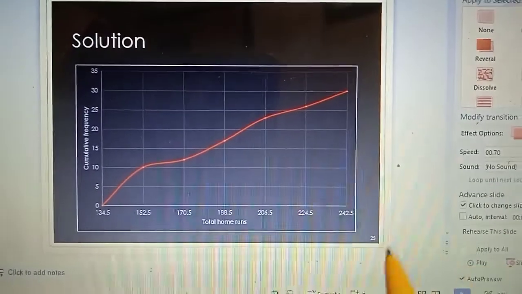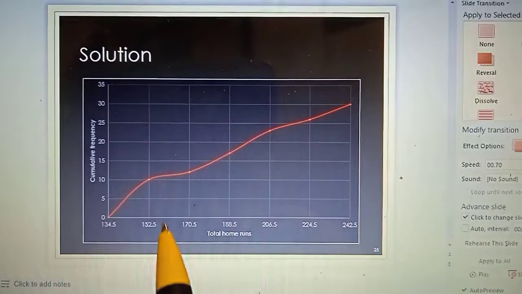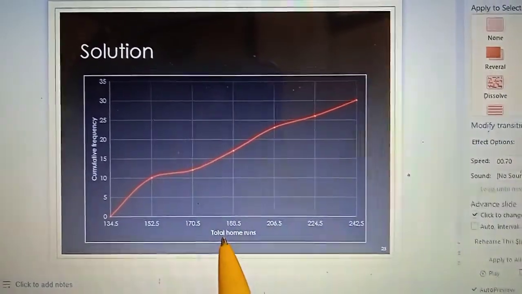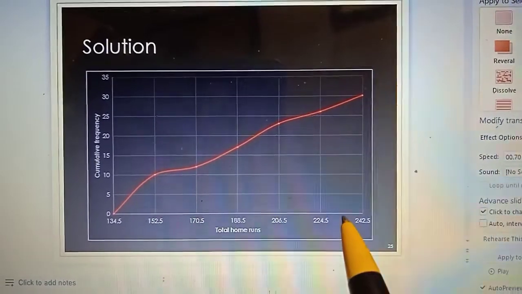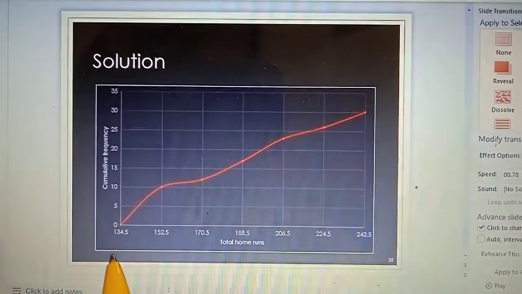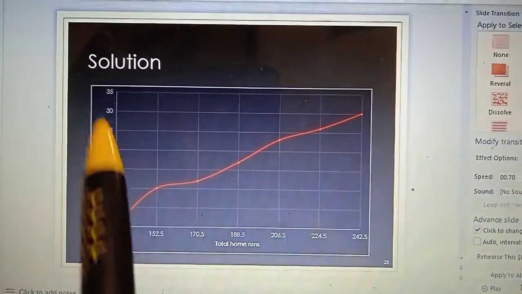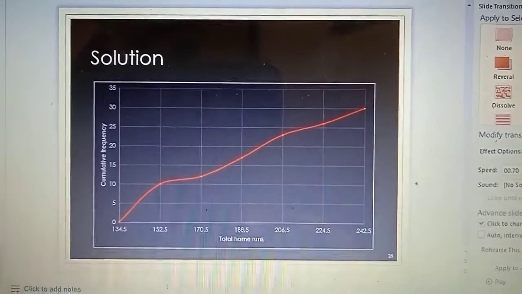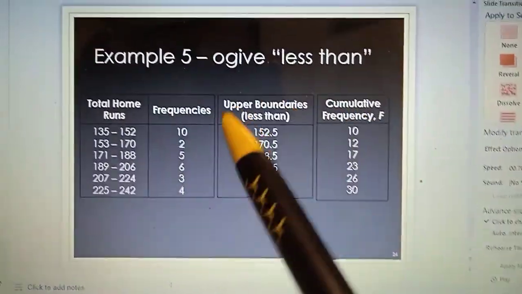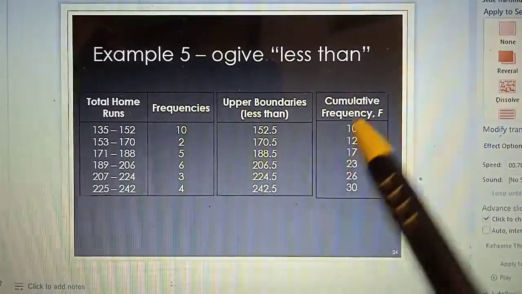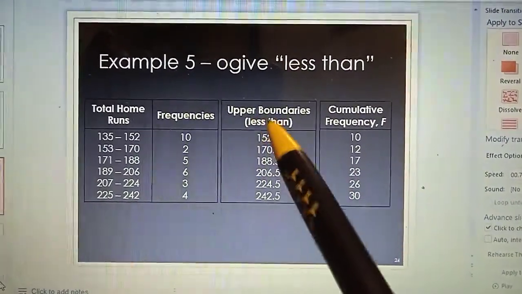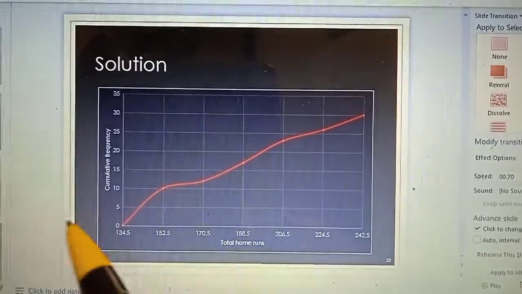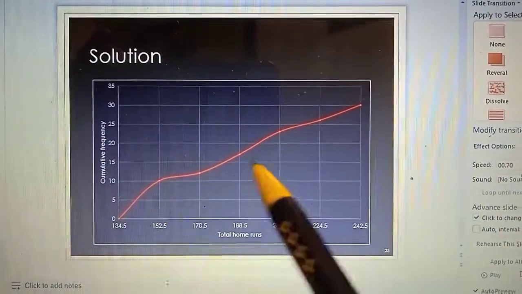So this is how we represent an ogive using cumulative frequency. The x-axis is the upper boundaries and the y-axis is the cumulative frequency that we plotted from the earlier slide. So we will get an ogive graph shaped like this when we plot it.